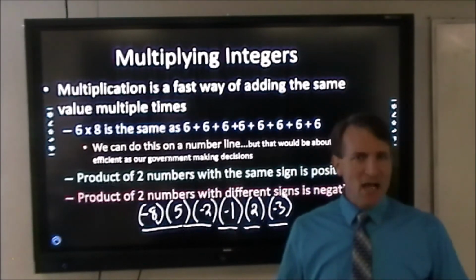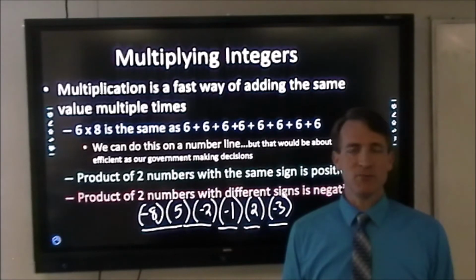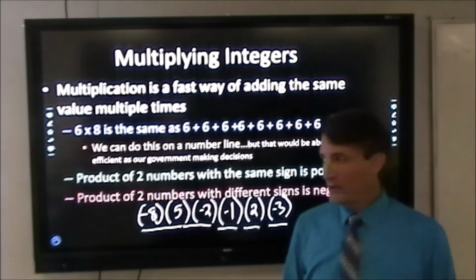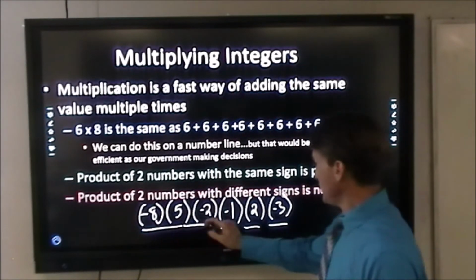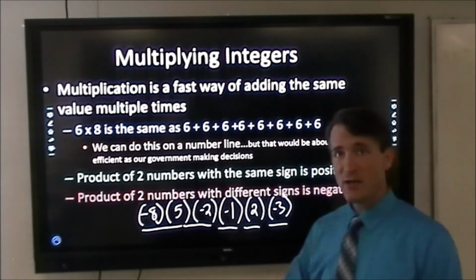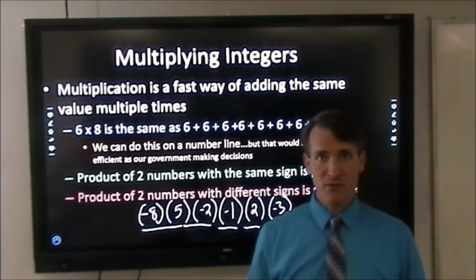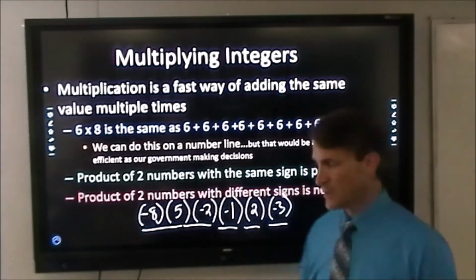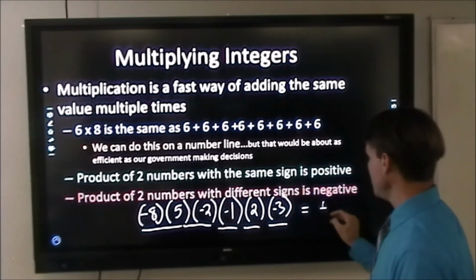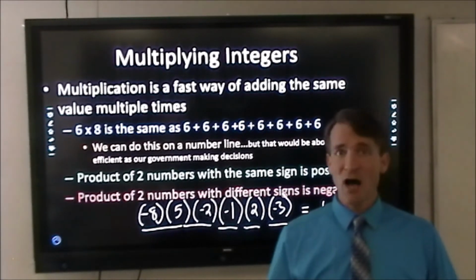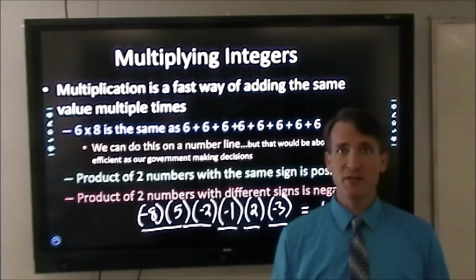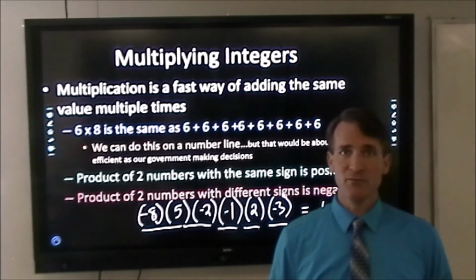Your signs can really get confusing. So instead, what you can do is say I've got 1, 2, 3, 4 negative signs. 4 is an even number. I have an even number of negatives. Therefore, I know my answer is going to be positive. If I have an odd number of negatives that I'm multiplying together, my answer is going to be negative.